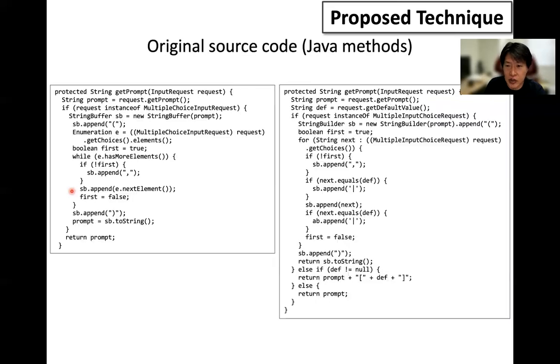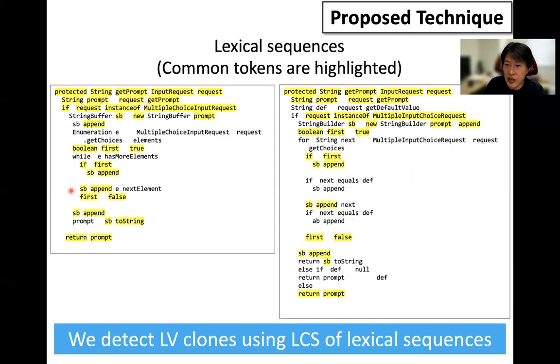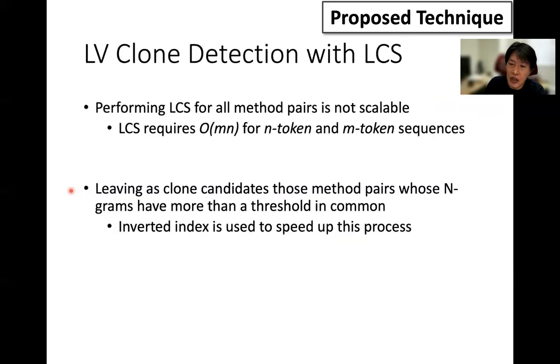Here is a sample pair of Java methods. This is the extracted lexical sequence, and the LCS is highlighted like this. In this research, we detect large variance clones using the LCS of lexical sequences. But performing the LCS algorithm for all method pairs is not scalable. So we leave as clone candidates those method pairs whose n-grams have more than a threshold in common. An inverted index is used to speed up this process.